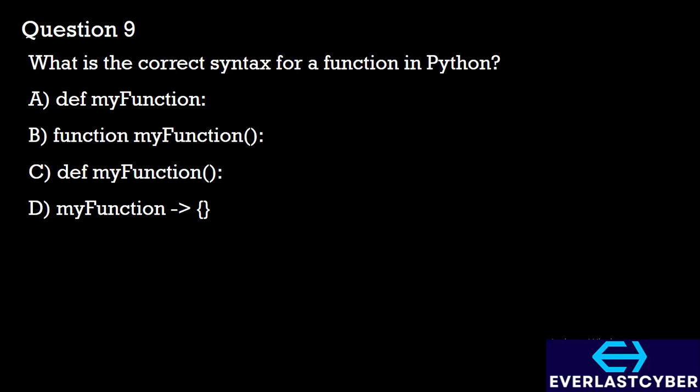Question 9. What is the correct syntax for a function in Python? A. def my_function colon. B. function my_function parentheses. C. def my_function parentheses colon. D. my_function hyphen angle bracket, square brackets.